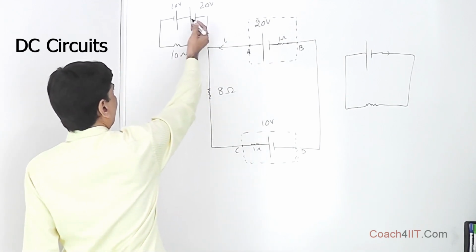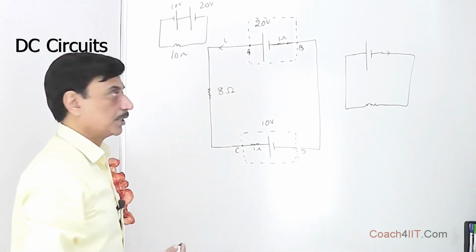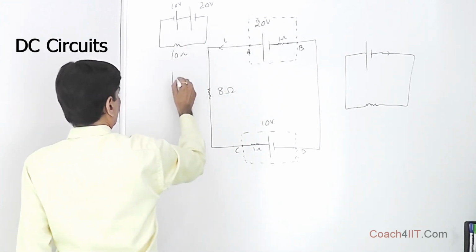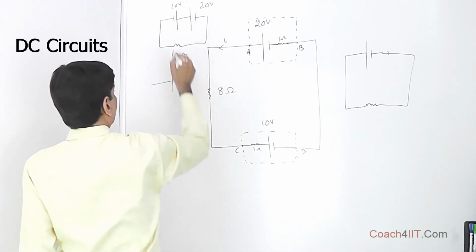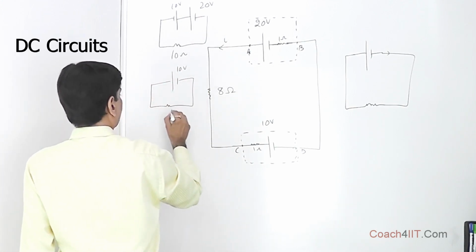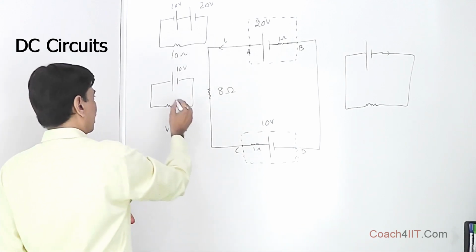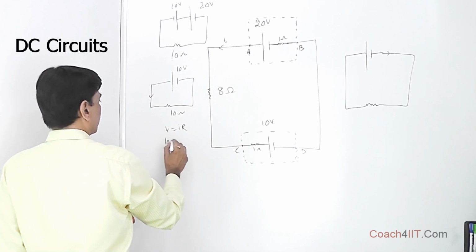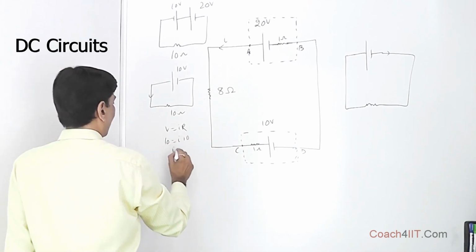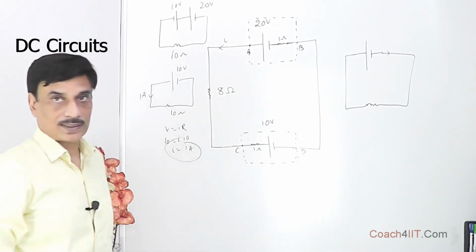So 20 polarity is reversed. They are not reinforcing each other. They are working against each other. So this is equivalent to 20 minus 10. That is a 10 volt battery, and the resistance is 10 ohm. So using Ohm's law, V is equal to IR, V is 10, I into R, so I comes out to be 1 ampere. So 1 ampere current will be flowing in this direction.